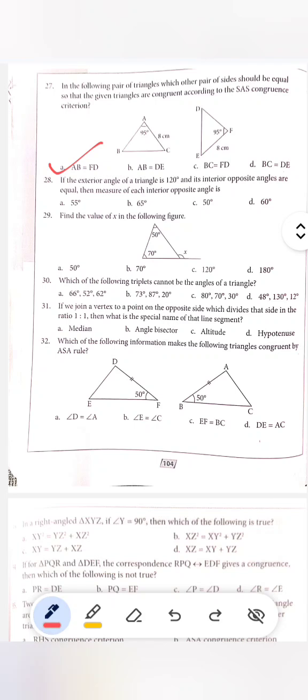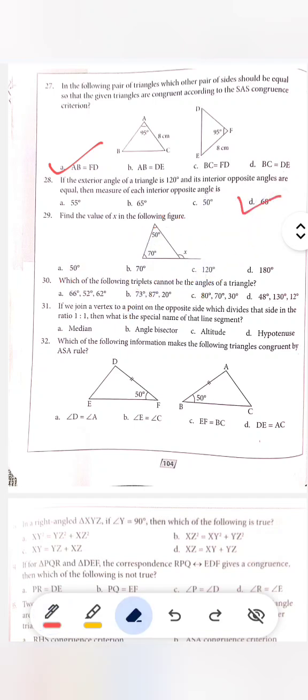Now come to the next part, question number 28. If the exterior angle of a triangle is 120 degrees and the interior opposite angles are equal, then what is the measure of each interior opposite angle? It is given that the exterior angle is equal to the sum of the two opposite interior angles. x plus x is equal to 120 degrees, 2x is equal to 120 degrees, then x is equal to 60 degrees. Option D is the correct answer.